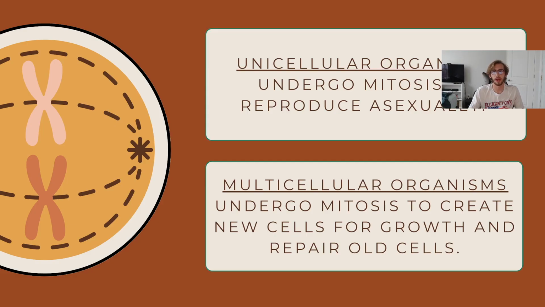So when you get a scrape from falling off your bike, for example, we are a multicellular organism, so our cells undergo mitosis to grow that skin back. That is mitosis.